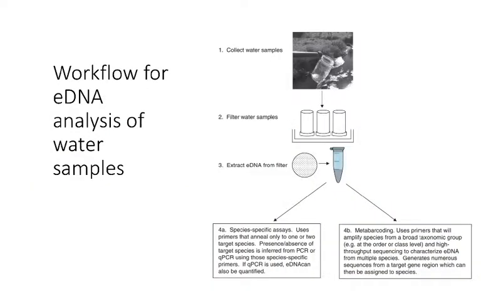So here's an image of what the overall workflow would look like if you were doing eDNA analysis using water samples. So what you would do first is collect your water samples from a stream or a lake. You would filter those water samples, and what that filtering process would do is collect all of the eDNA on a filter.